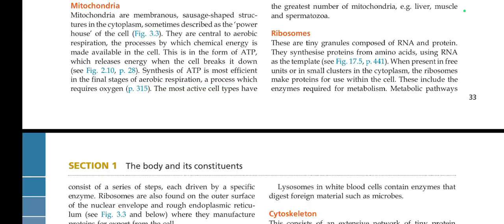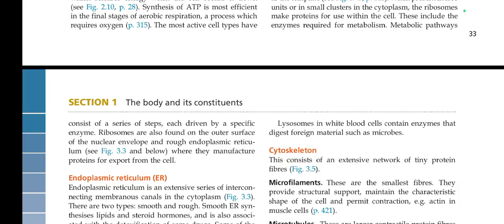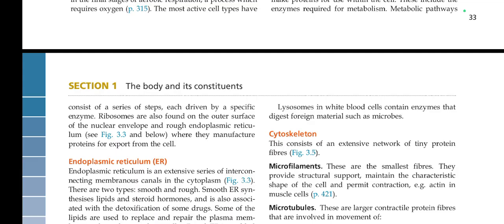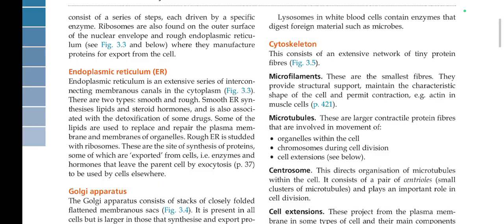Ribosomes. These are tiny granules composed of RNA and protein. They synthesize proteins from amino acids using RNA as the template. When present in free units or in small clusters in the cytoplasm, the ribosomes make proteins for use within the cell. These include the enzymes required for metabolism. A metabolic pathway consists of a series of steps, each driven by a specific enzyme. Ribosomes are also found on the outer surface of the nuclear envelope and rough endoplasmic reticulum, where they manufacture proteins for export from the cell.